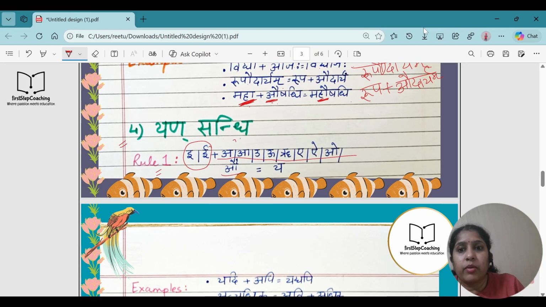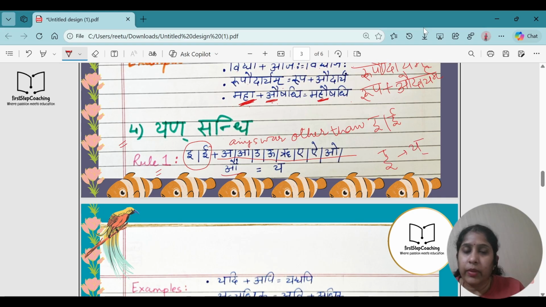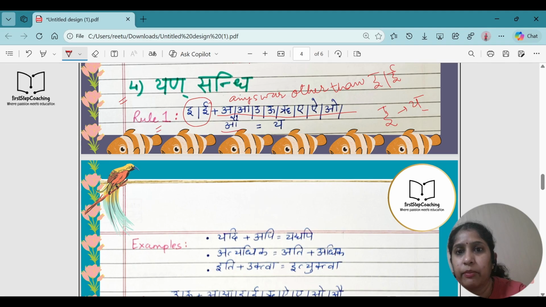There can be any swar other than e, any swar other than choti e or badi e. Okay, so anything it can be, but not choti e or badi e. Then what happens? The e changes to ya. Okay, so now how it works, let's see with the help of an example.